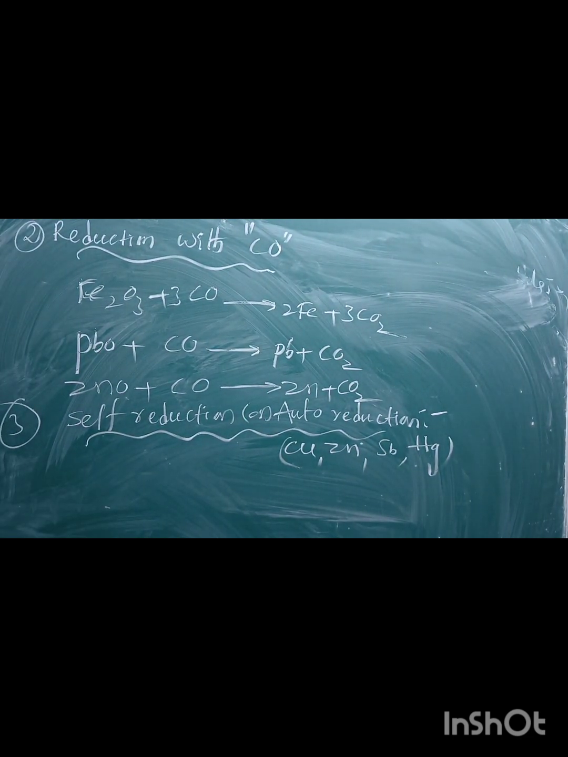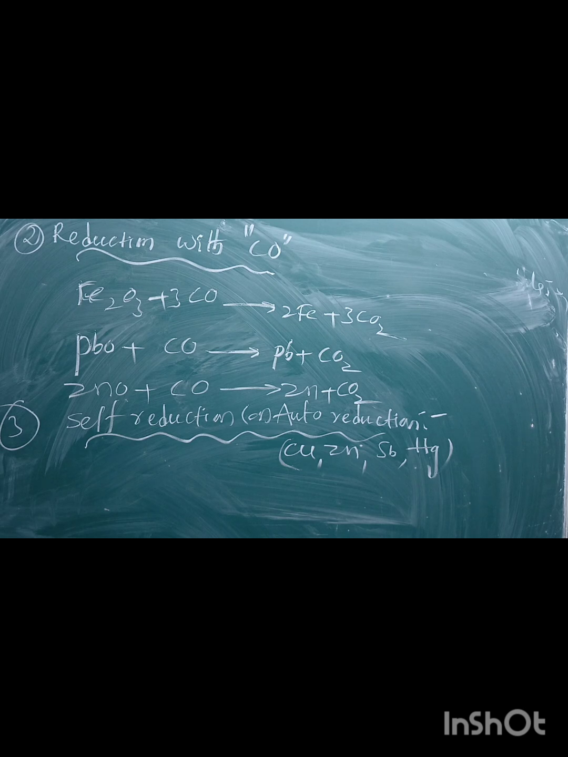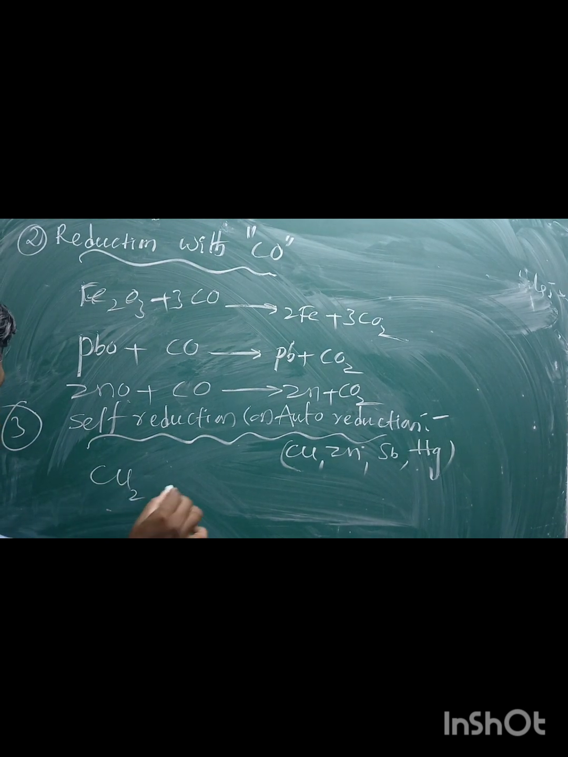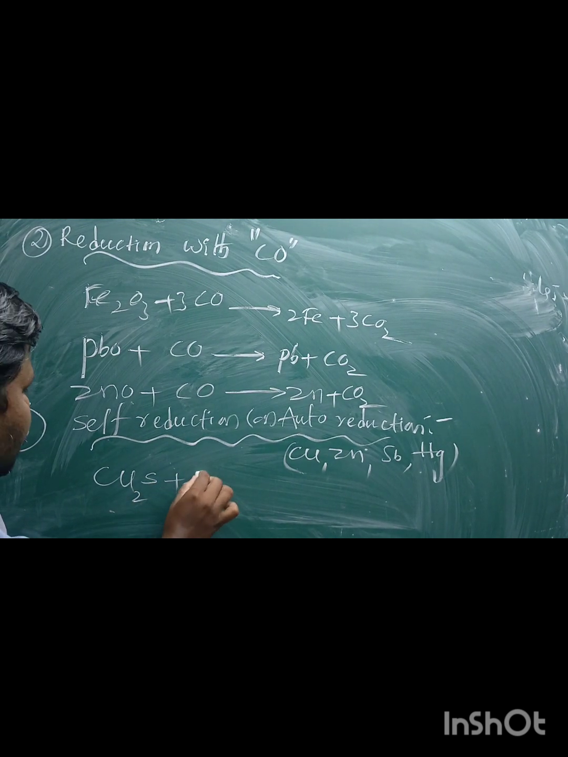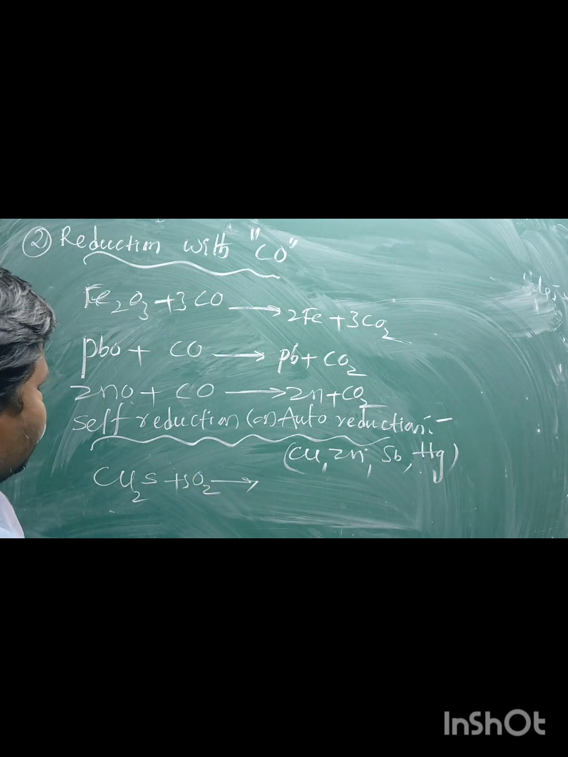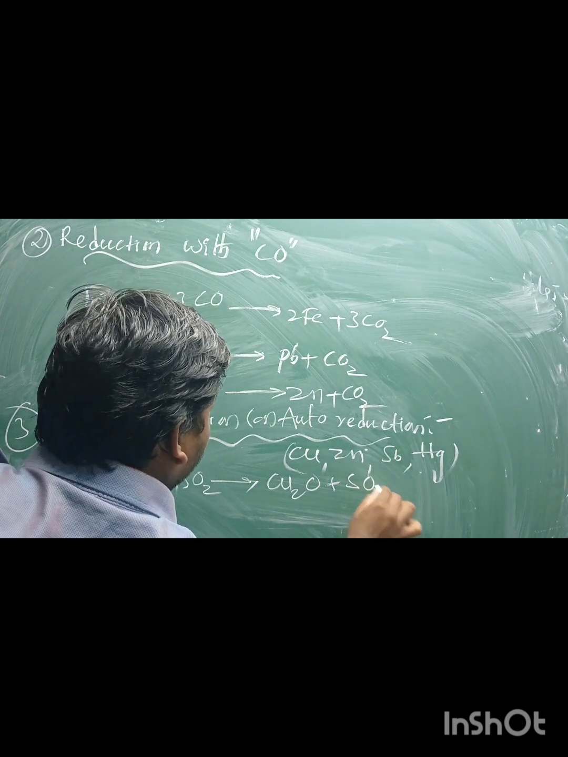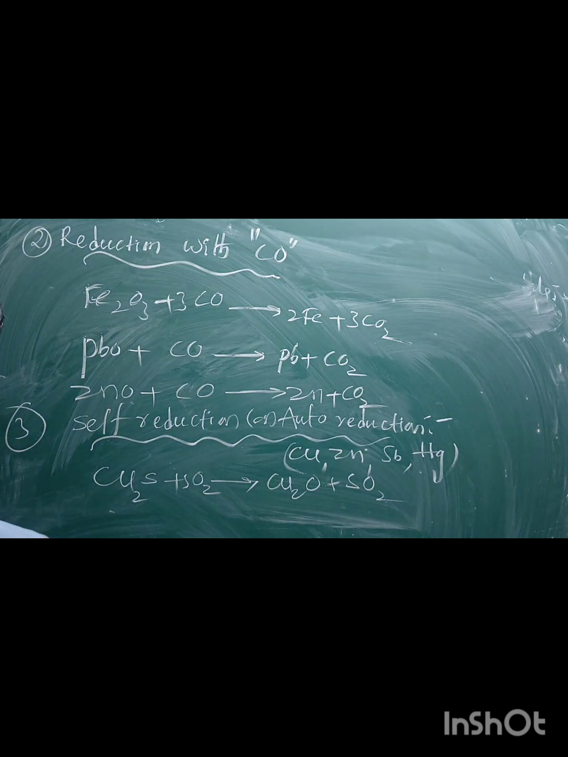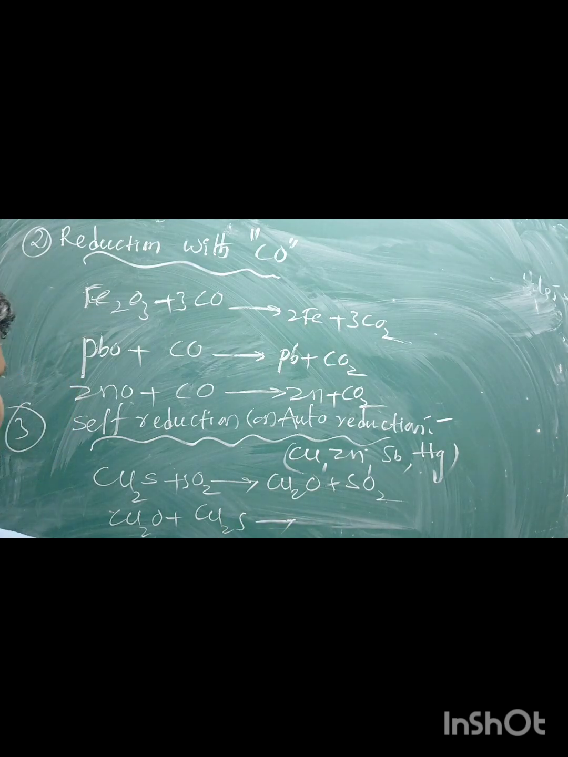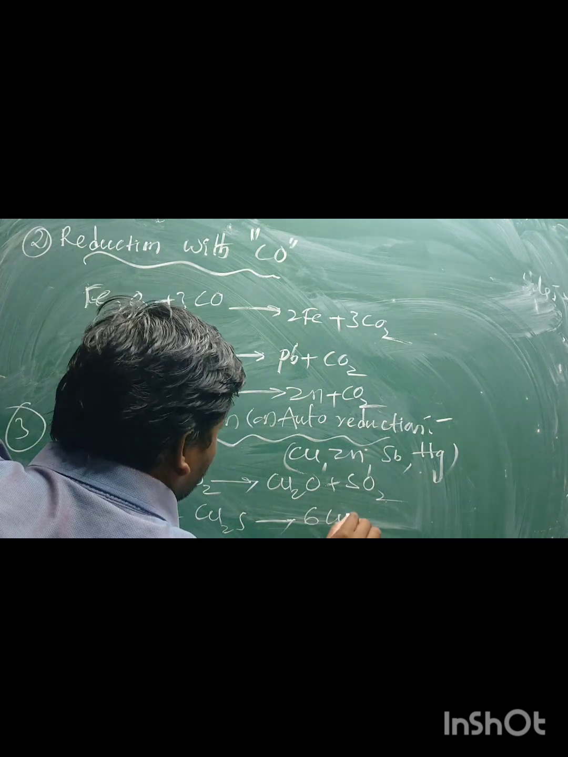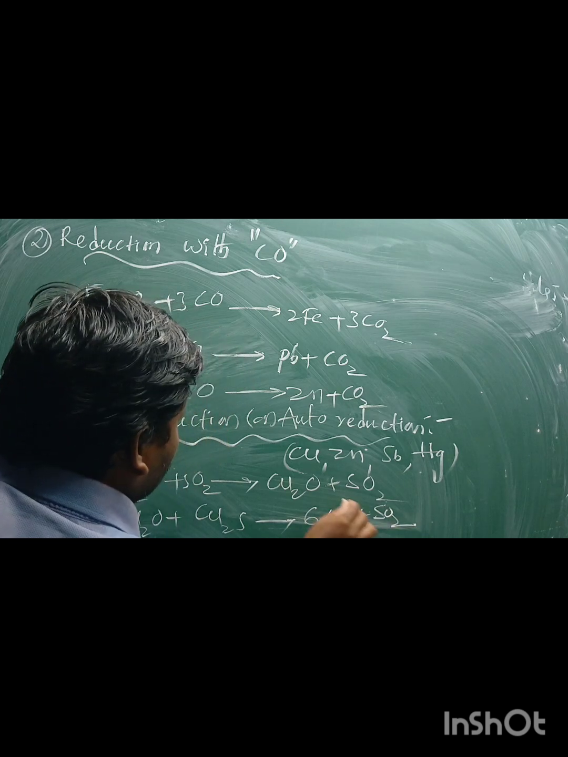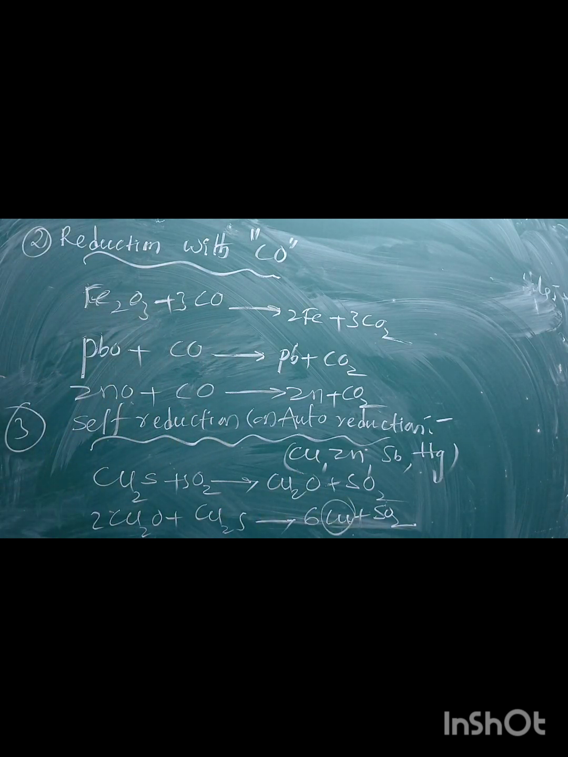We can observe here, for example, copper glance converted into copper oxide and forms sulfur dioxide. In this, copper oxide again combines with copper sulfide to form copper as well as sulfur dioxide. This is the extraction of copper metal from its ore.